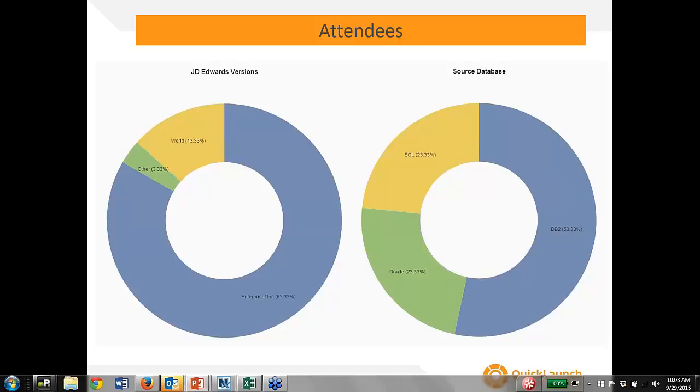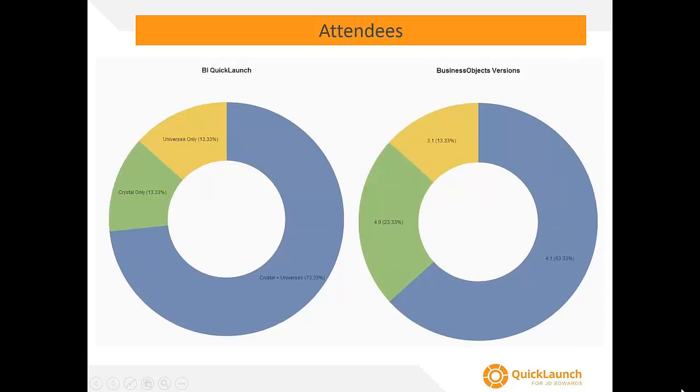But that was interesting. We also looked at a breakdown of the BI QuickLaunch customers that have either Crystal Reports content only, universes only, or Crystal and universes combined. And again, a big, strong majority are actually using both universes and Crystal.